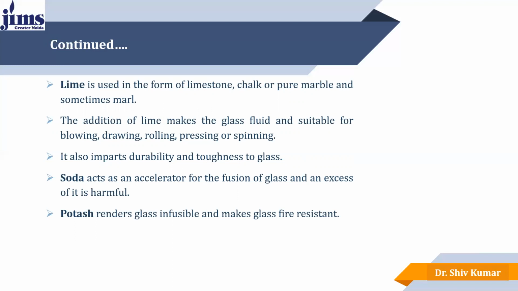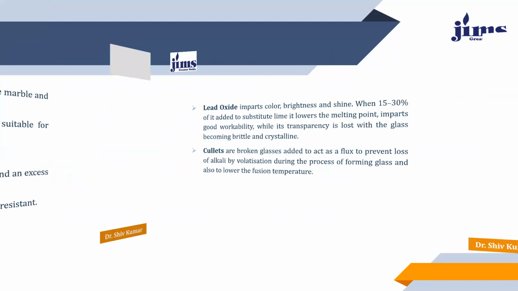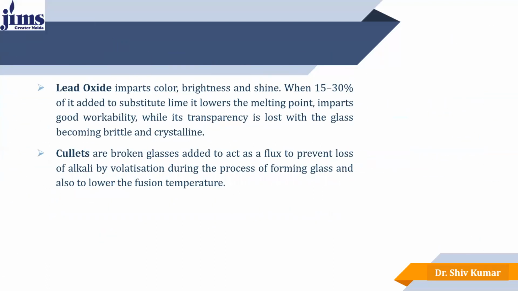The addition of lime makes the glass fluid and suitable for blowing, drawing, rolling, pressing, or spinning. It also imparts durability and toughness to glass. Soda acts as an accelerator for the fusion of glass, and an excess of it is always harmful. Next is potash. It renders glass infusible and makes glass fire resistant. So where we need fire resistivity, we use potash glass.